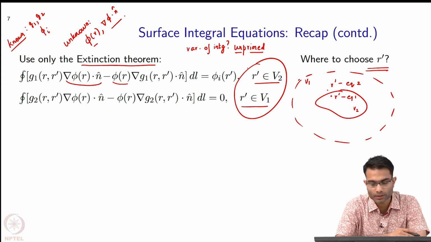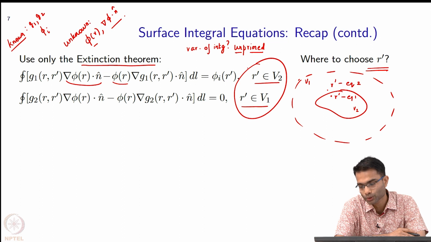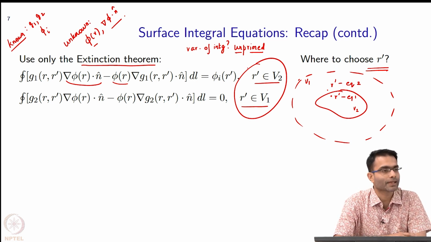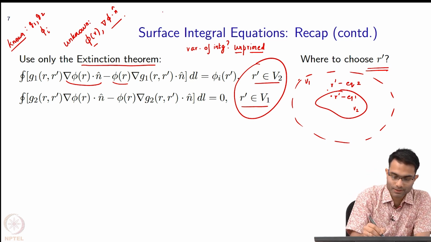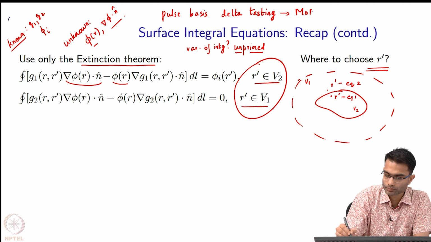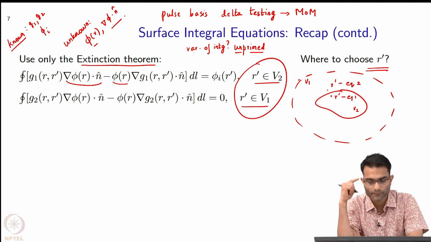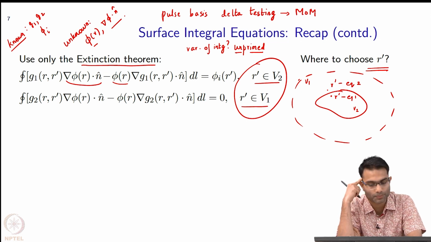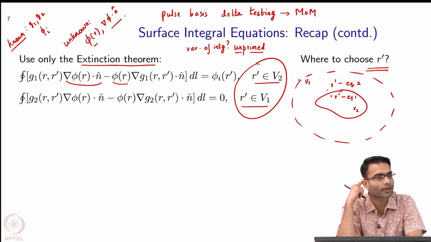Okay. So now the question is, r prime must belong to V2 in the first case and V1 in the next case, but where exactly should I put them? I want to solve this by something like method of moments, and we'll take the simplest kind of method of moments. What is the simplest kind? Pulse basis delta testing. We'll keep this as the prototype. All right. So this having been specified, now for the testing location, testing location corresponds to where I choose my r prime. So where can I choose my r prime?